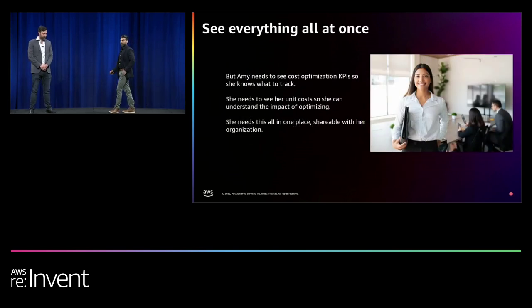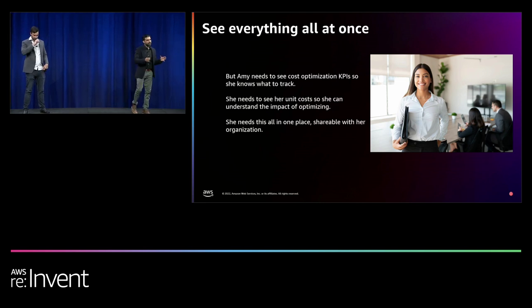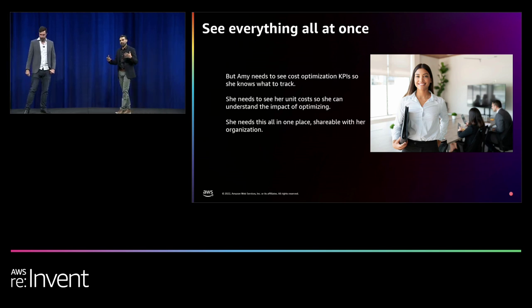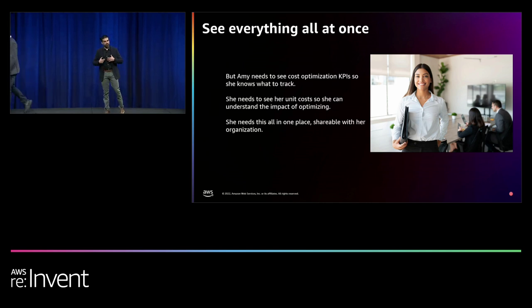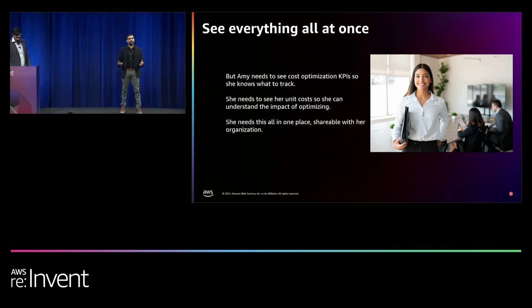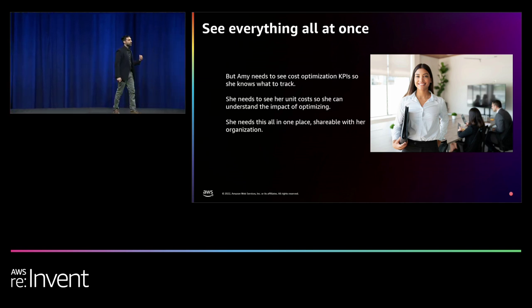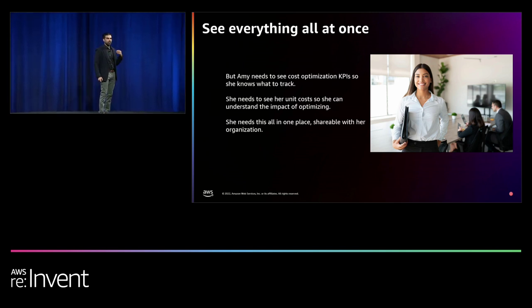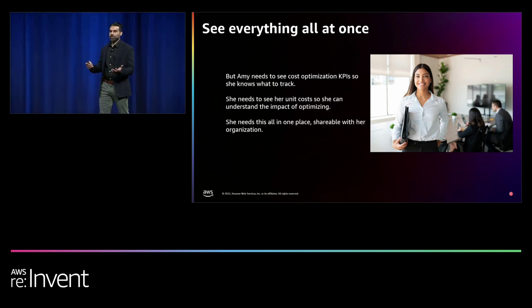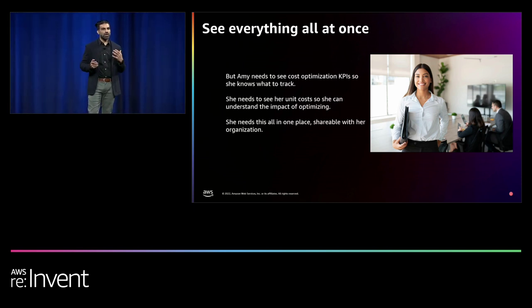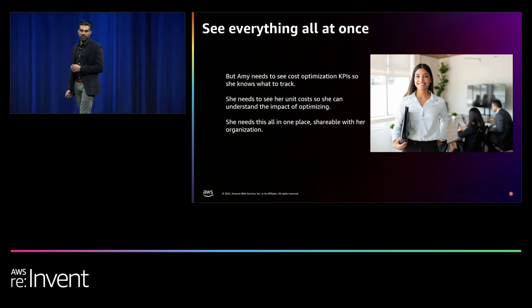All right, so we looked at all these different tools. These tools provide targeted view into the individual pieces of the cost optimization puzzle. But Amy wants to see all those insights in a single place. She wants to visualize all of that insight coming from all those services from one single place. And the reason for that is because she wants to be able to set cost optimization KPIs for her application teams. She needs to understand her unit costs so she can measure the impact of the cost optimization efforts.